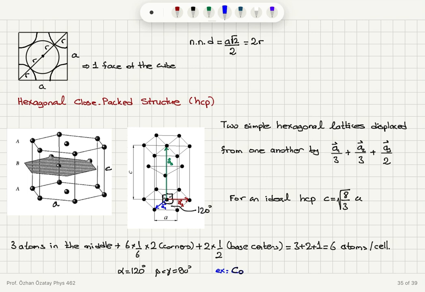For an ideal hexagonal close-packed structure, c is √(8/3) a. So a is one of our lattice constants in this case. We have six atoms at the corners, with 1/6 of each contributing. That's from one base, but there are two bases, the bottom and top. So we obtain 6 times 1/6 times 2, plus two atoms at the base centers, 2 times 1/2, they contribute half of each to the unit cell, plus three atoms in the middle. We obtain 3 plus 2 plus 1, 6 atoms per cell. As I said, the angle between a1 and a2 is 120 degrees, but between a1 and a3, and a2 and a3, it is 90 degrees. A good example is cobalt.